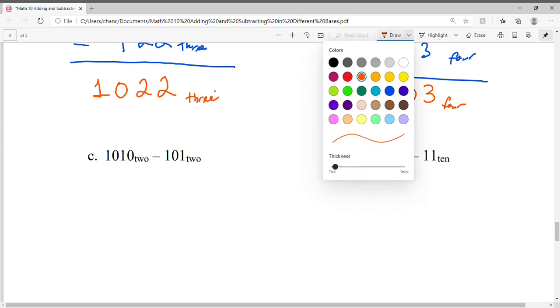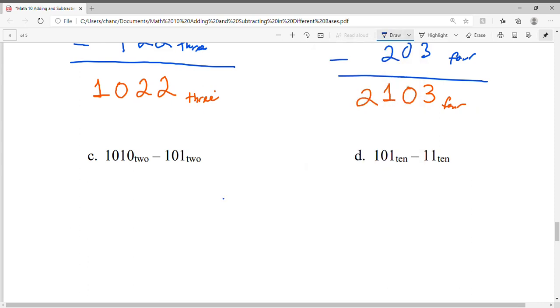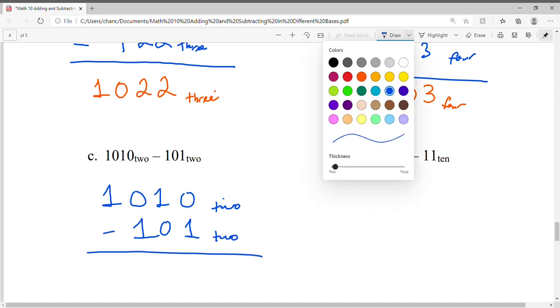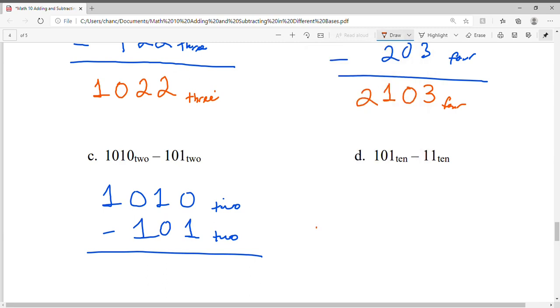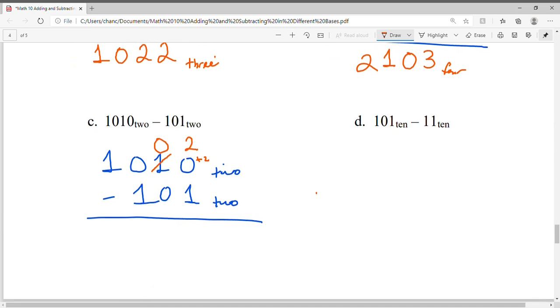For part C, we're talking base 2, so let's stack it up again. I cannot subtract 1 from 0. We borrow from the 1, that becomes a 0. We'll have to add that 2 back to the 0. That makes it a 2. Remember, we're borrowing a 2 since this is base 2. And so 2 minus 1 gives me 1.